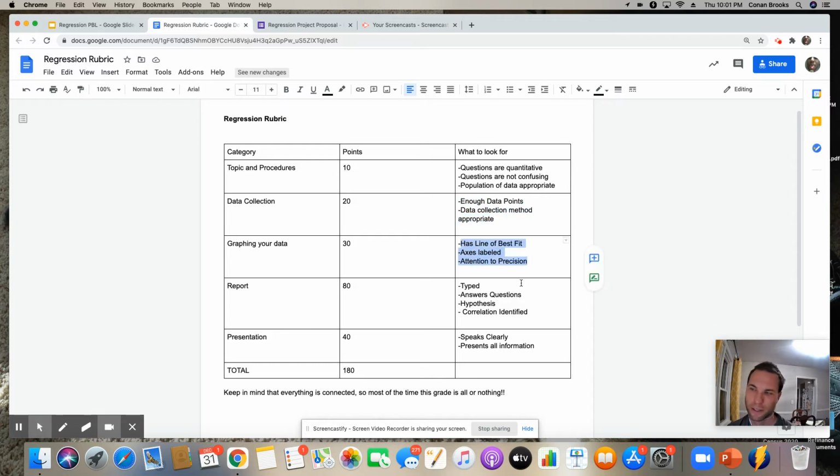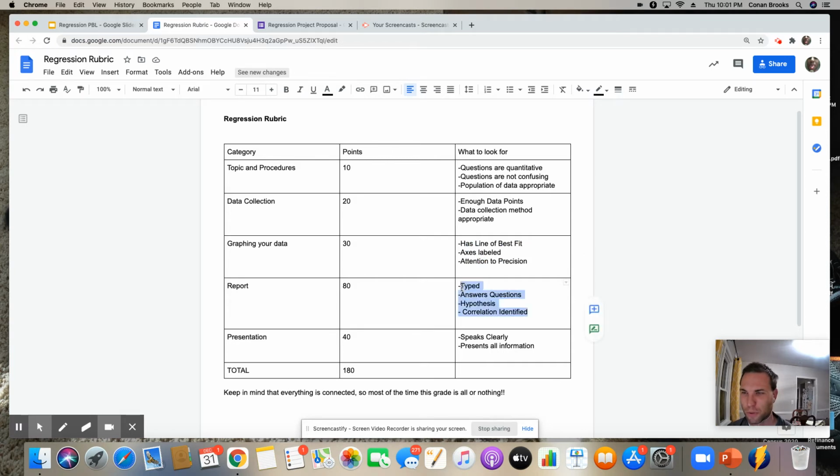And you guys did this in the climate task where you used Google Sheets to graph. You can do it by hand. I'm going to let you do it by hand, but I strongly and highly recommend doing Google Sheets. And I'm going to share a video with you about how to do that.